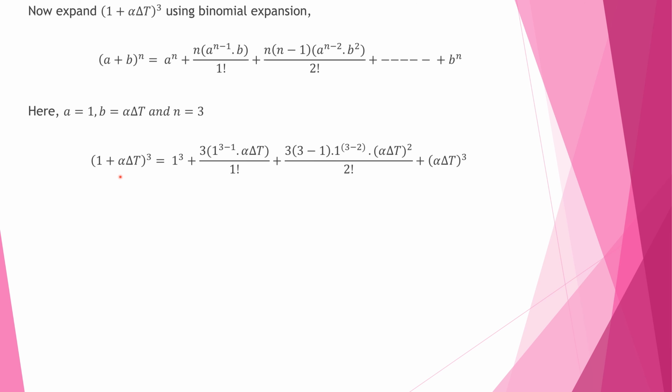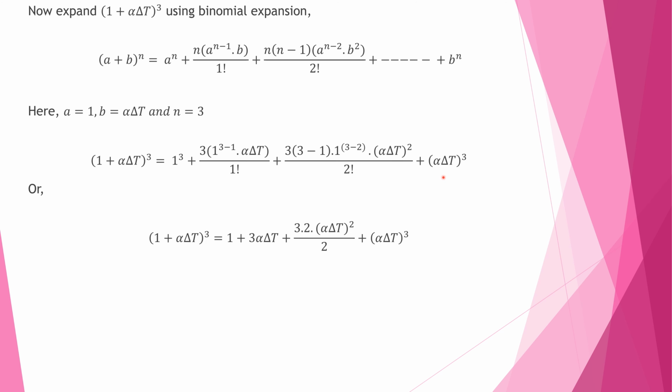So (1 + αΔT)³ is equal to 1³ plus 3 into 1³⁻¹ αΔT upon 1 factorial, plus 3 into (3 − 1) into 1³⁻² (αΔT)² upon 2 factorial, plus (αΔT)³.